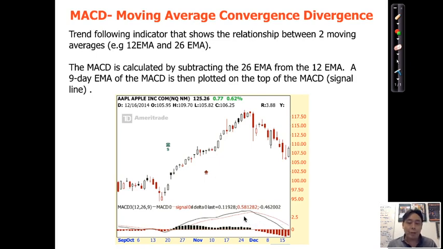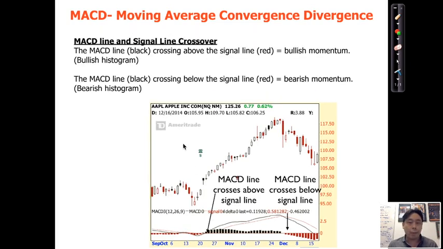We look at the relationship between the MACD line and the signal line, okay? And here's how it goes. Basically, when the MACD line, in this case black, crosses above the signal line, we have got bullish momentum. So it tells us that the momentum is moving up, right? So obviously, if we want to go long, the best time to go long is when MACD is bullish, and obviously we don't want to go short when that happens. Similarly, when the MACD line crosses below the signal line, below the red line, MACD is bearish, or momentum is bearish momentum.